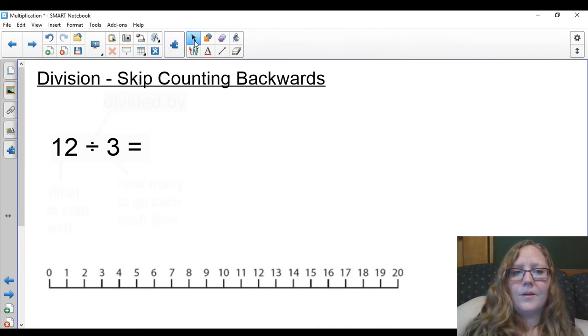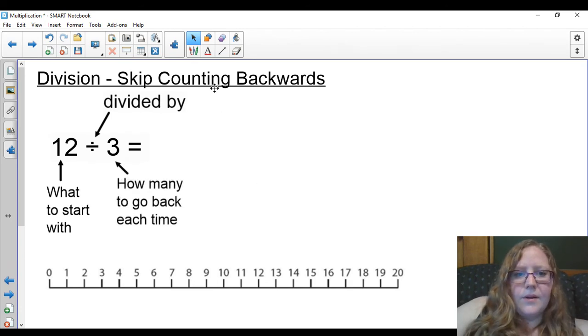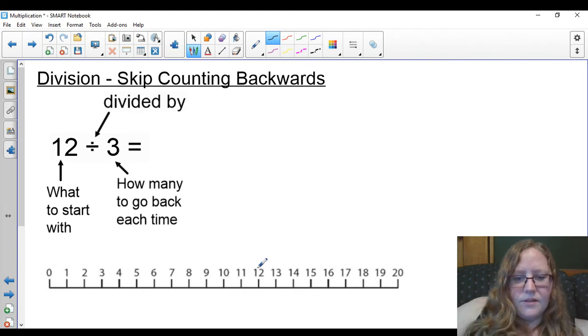Skip counting backwards. So my divided by symbol, what to start with, what my whole number is to start with, and how many do I go back each time, and that will tell me how many groups I end up having. So I've got 12, and I'm going to go back 3 until I get to 0, back 3 each time. Skip counting backwards, just like the one before.